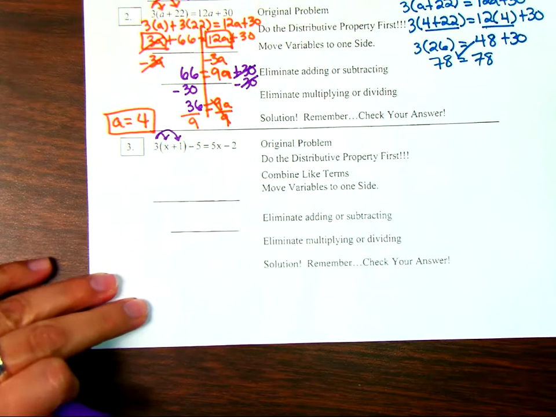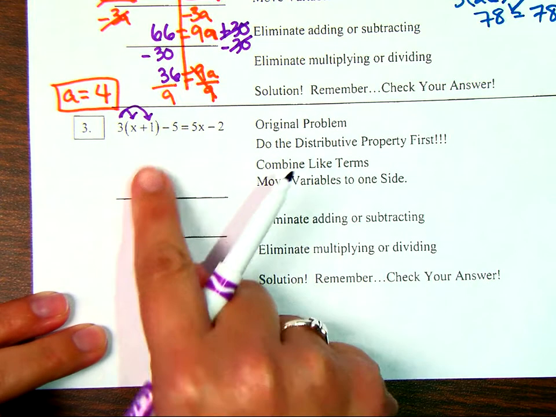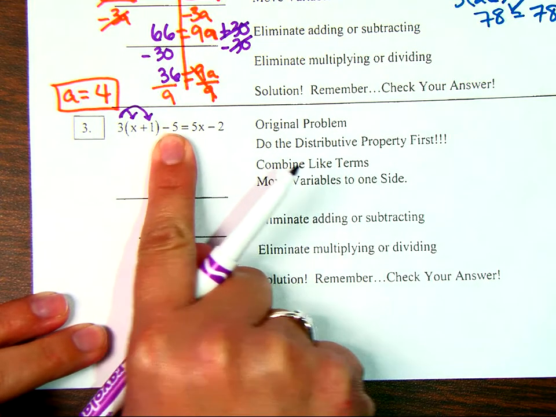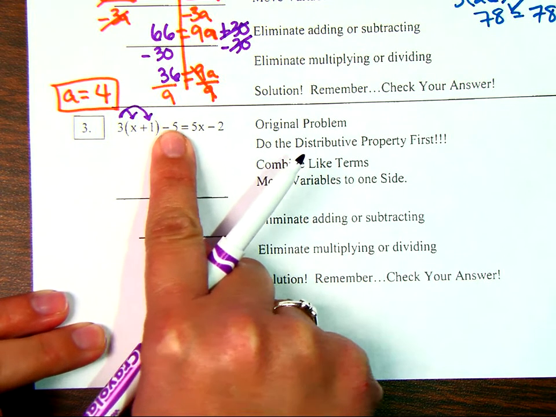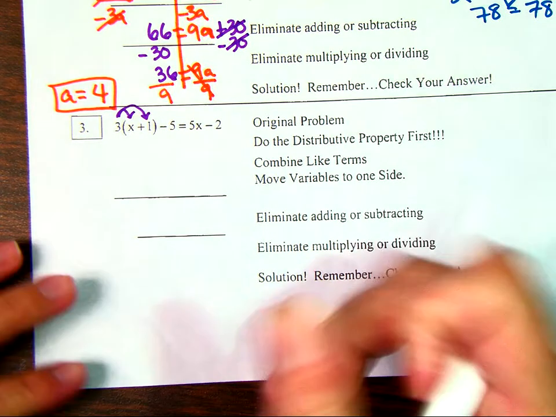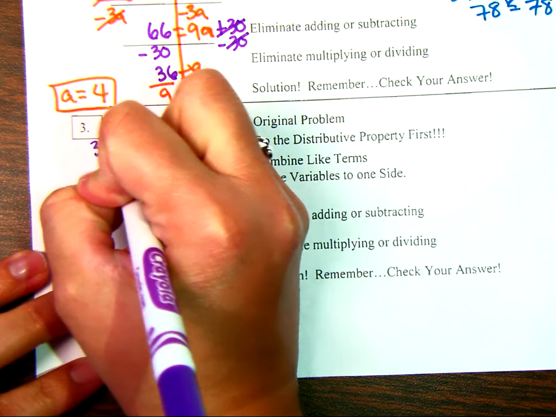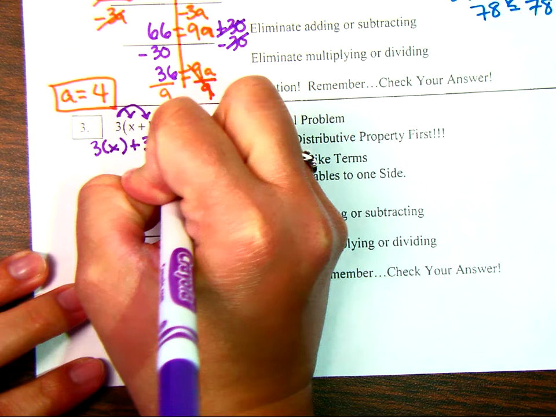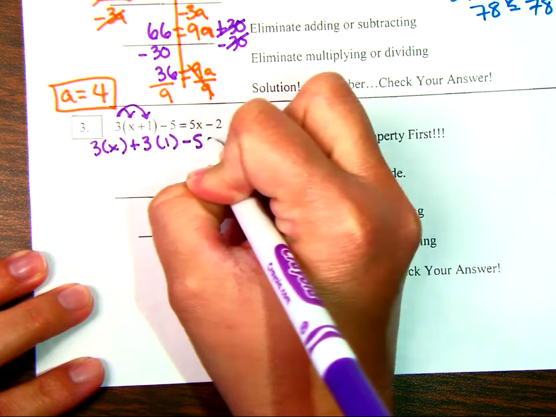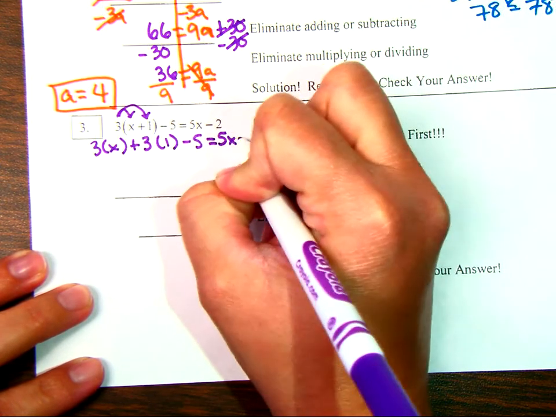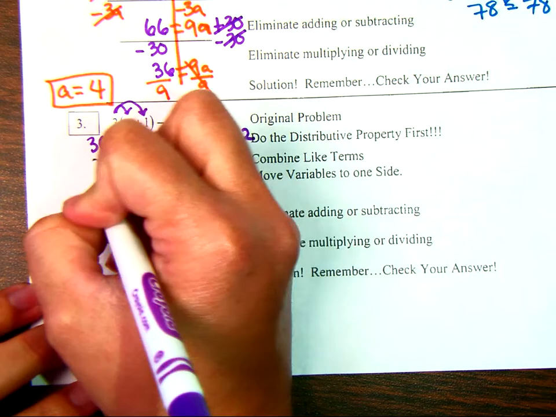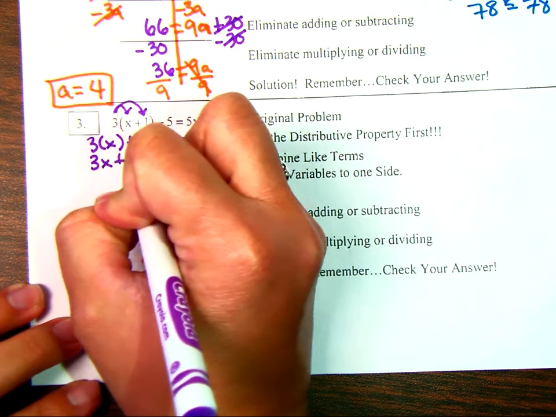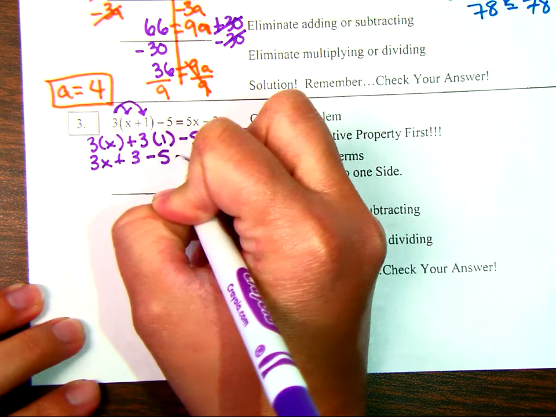The 3, however, is not being distributed to this negative 5, or minus 5, because the minus 5 is not inside the parentheses. So we're going to say 3 groups of x plus 3 groups of 1, bring down that minus 5, and then everything on the right of that equal sign. So distributive property first, and that would be 3x plus 3 groups of 1 is 3, minus 5, bring everything else down.